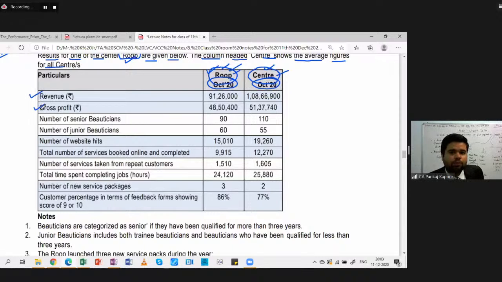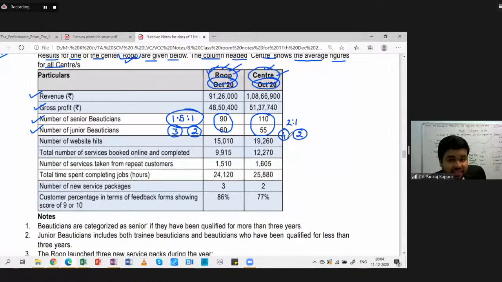The revenue is given to you. Gross profit is given to you. The number of senior beauticians and junior beauticians is given to you. You can see here that the ratio of senior beauticians in the Roop beauty parlor and in the other beauty parlors is not the same. In the Roop beauty parlor, the ratio is 1.5:1. It means if there are 2 junior beauticians, then there are 3 senior beauticians. Whereas in the other stores, this ratio is 2:1, 110:55. It means if there are 2 junior beauticians, then there are 4 senior beauticians.